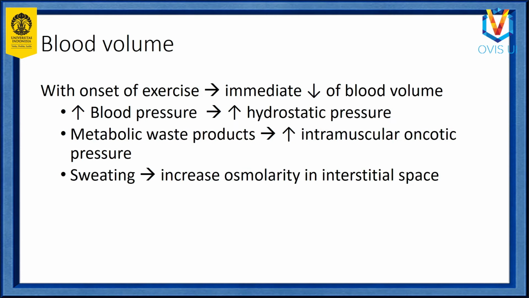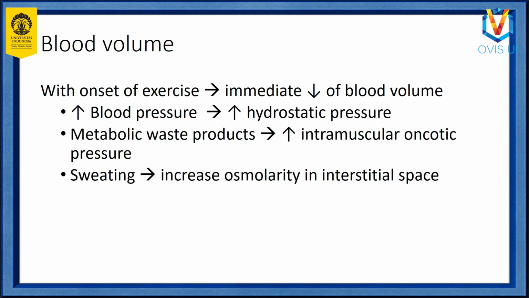Next is blood volume. With the onset of exercise, there is an immediate drop in blood volume. An increase in blood pressure during exercise causes an increase of hydrostatic pressure, which forces water out from the vascular compartment to the interstitial compartments. Secondly, buildup of metabolic waste products in active muscles causes an increase in intramuscular oncotic pressure, which attracts fluid to the muscles.